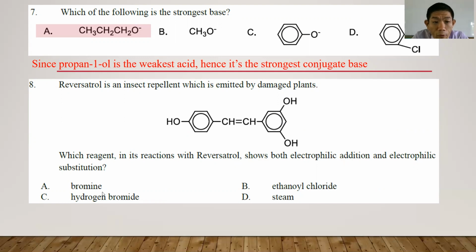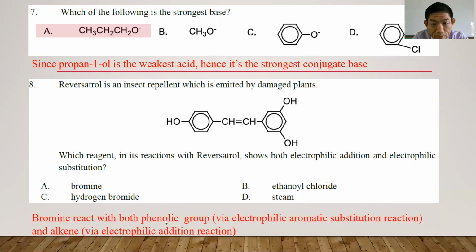So starting from A, bromine. Bromine can react with C double bond C, yes, and can also react with phenol. Okay, so A is the best answer. Then B, ethanoyl chloride. Ethanoyl chloride can only react with the phenol here, but not the C double bond C.